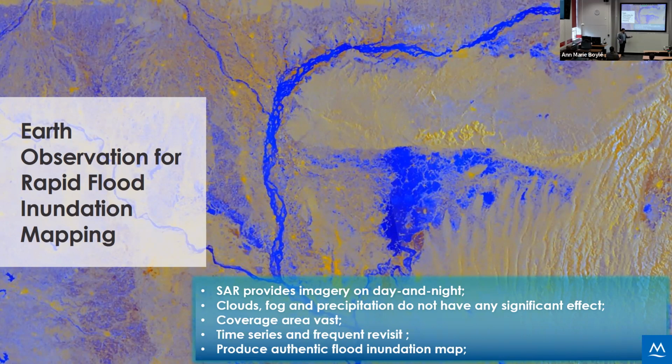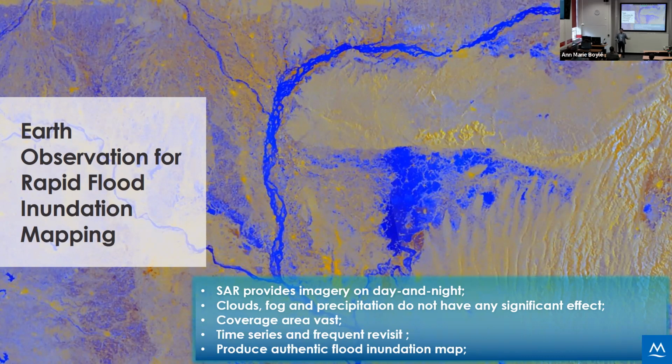Then Sentinel-1A and B were launched. Unfortunately, from January, Sentinel-1B is not working due to a power problem. But they are launching a few more; C and D are coming. So again, we'll have more repeat coverage. Also, it works day and night with no obstacle, and it covers a very large area. So it's very good for flood inundation mapping.